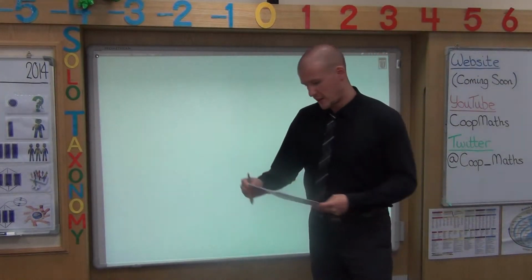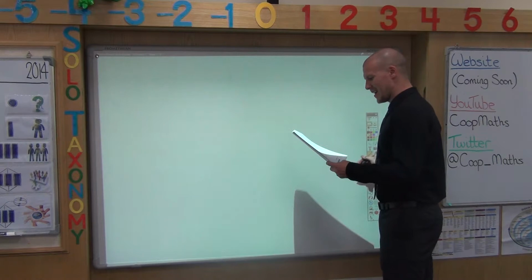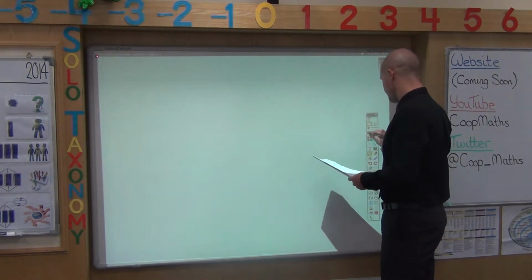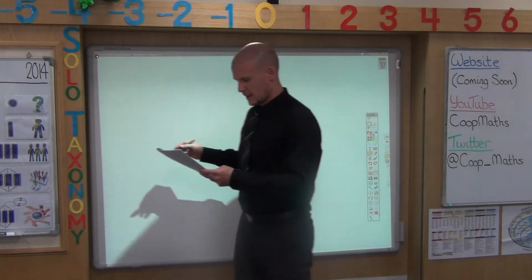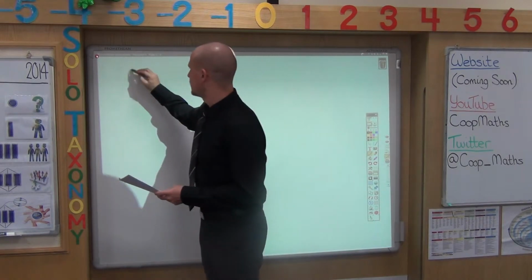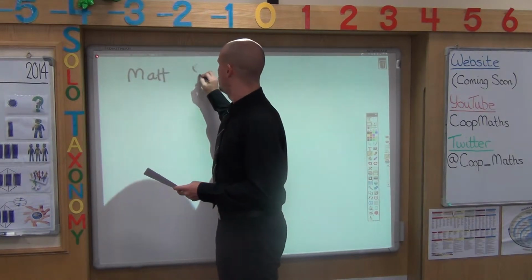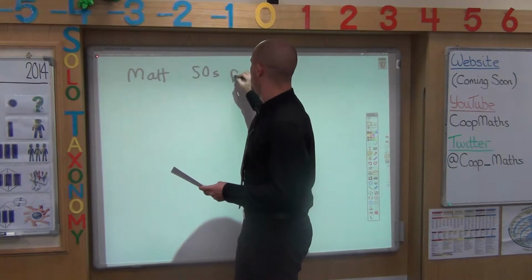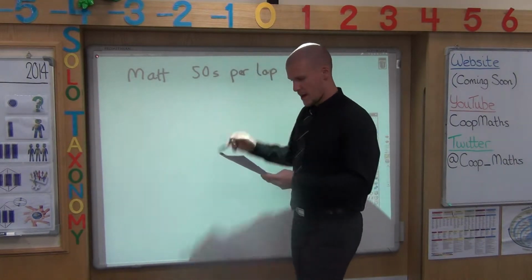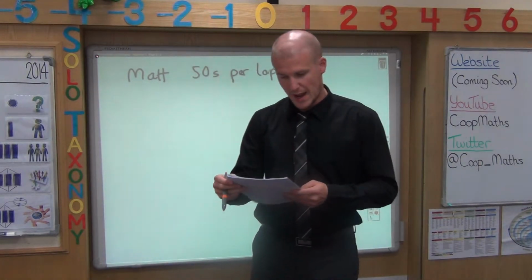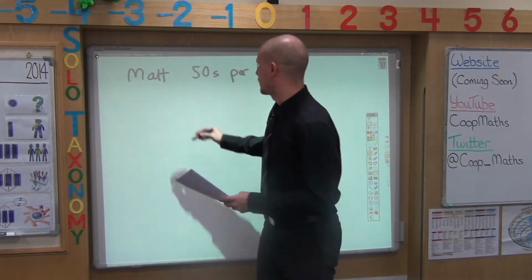Okay, paper 1, question 9. Matt and Dan cycle around a cycle track. It's saying that Matt, for 1 lap, will take him 50 seconds. And for Dan, it takes him 80 seconds to go around for 1 lap.